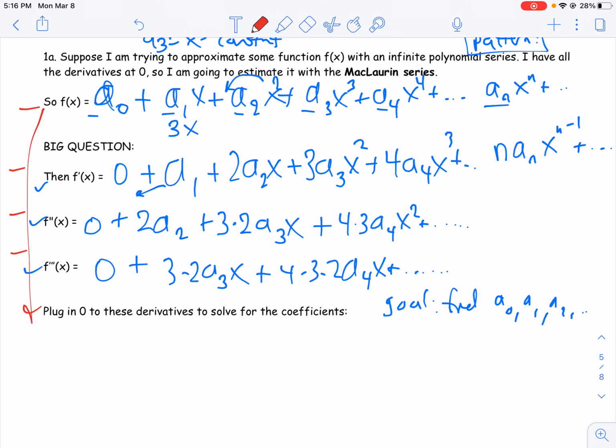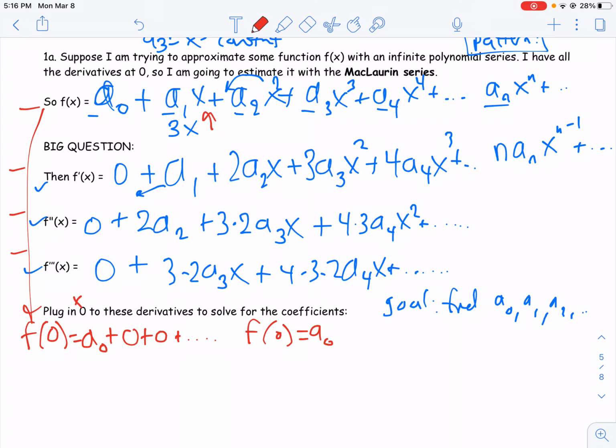So let's go down here. When I have this f of x, f of 0 is equal to a sub 0 plus, and then the next term is 0 because it's got an x. We're plugging in x is 0. And the next term has a 0 x squared, that's 0. All the other terms are 0. So my f of 0 is just a sub 0. That's the first constant right there.